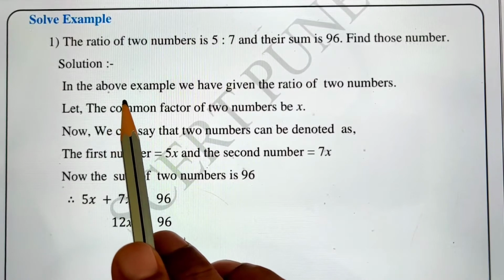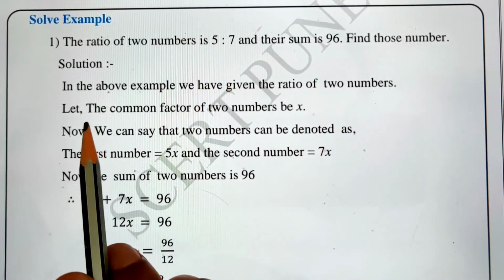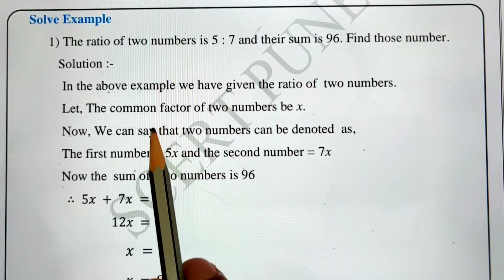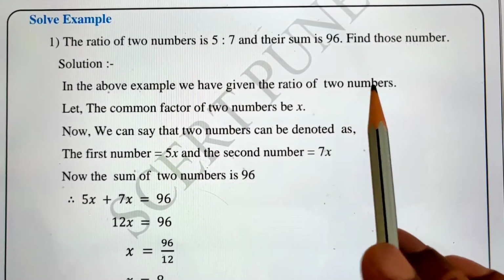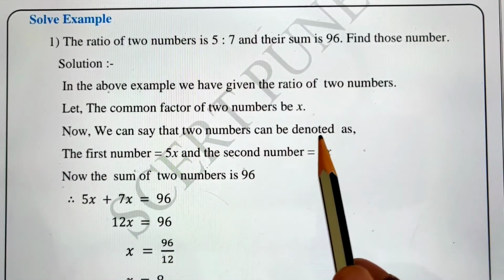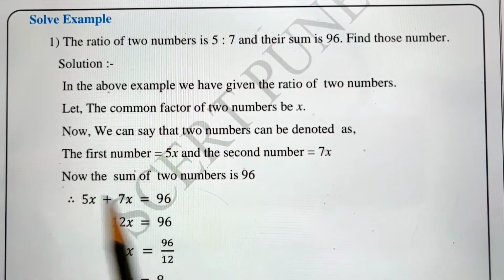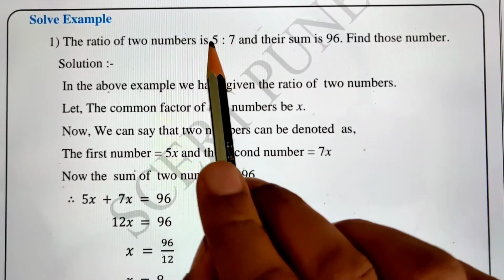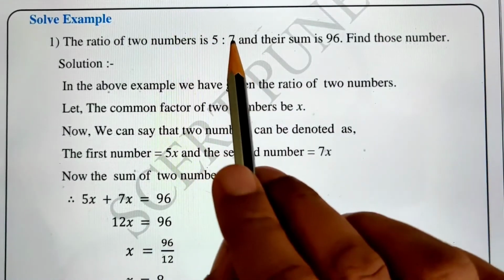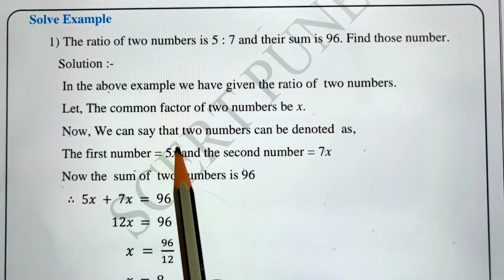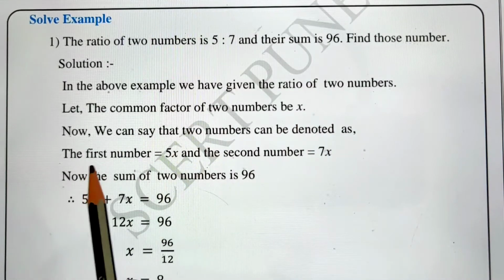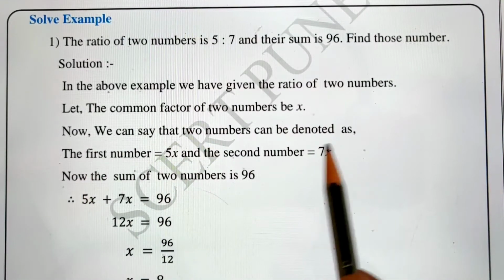Here the ratio of two numbers is given, 5:7, and these two numbers are multiples of some common factor. So let the common factor of these two numbers be x. Now we can directly write, अगर किसी को कुछ प्रॉब्लम आता है इसमें तो डायरेक्टली क्या करो, common factor x लो, and here the number is 5, so one number is 5x, other number is 7x. अगर 3:2 है, one number is 3x, other number is 2x. So simple. So let the common factor be x. Therefore the first number is 5x and the second number is 7x.